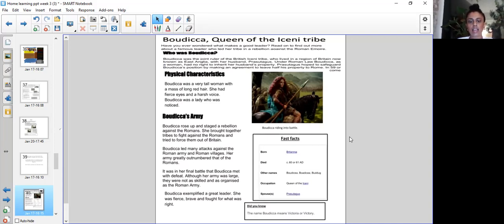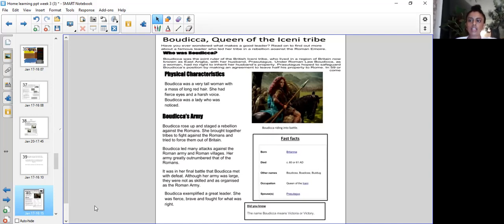Boudica exemplified a great leader. She was fierce, brave, and fought for what was right. So here are some fast facts. She was born in Britannia. She died in 60 or 61 AD. Other names: Boudica, Badug. Her occupation was queen of the Iceni tribe. Her spouse, meaning her partner, was Prasutagus. And a Did You Know box: the name Boudica means Victoria or victory.